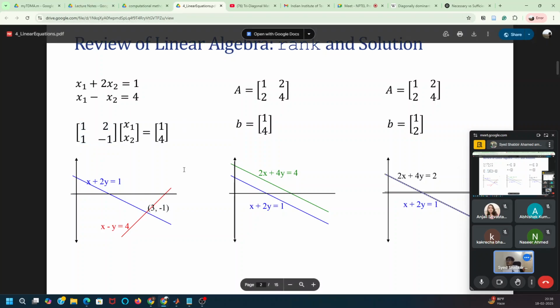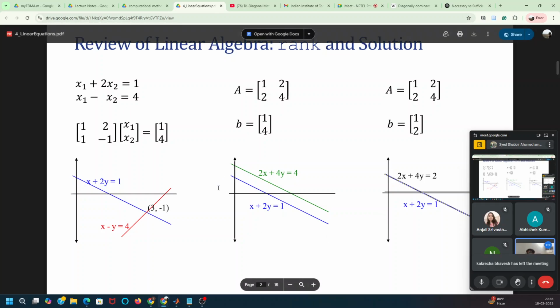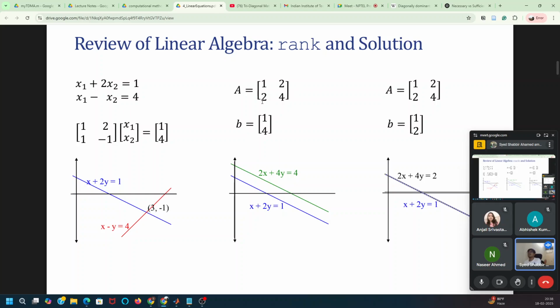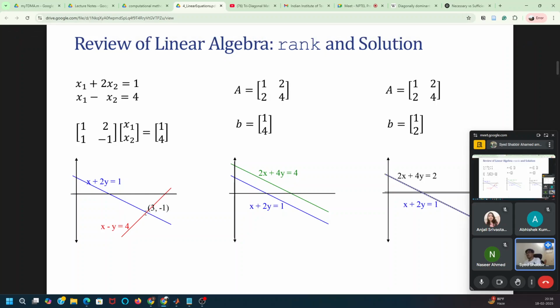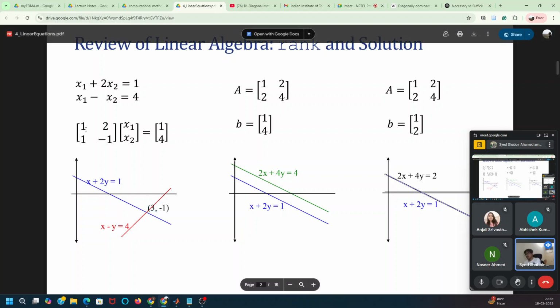Even if this necessary condition is satisfied, if you have a square matrix in which the rows are linearly dependent, like 1, 2 and 2, 4, these rows are linearly dependent, then you can see that these two are parallel lines and you won't have a unique solution. So there is no solution for this system, or here you have infinite solutions. But if you want a unique solution for sure, you should have a square matrix.